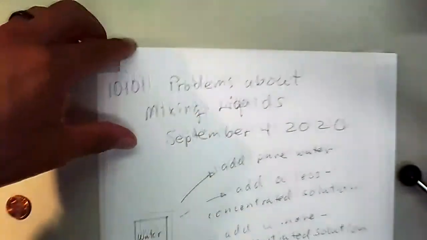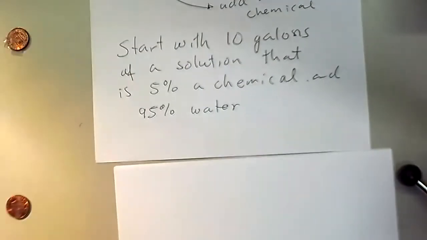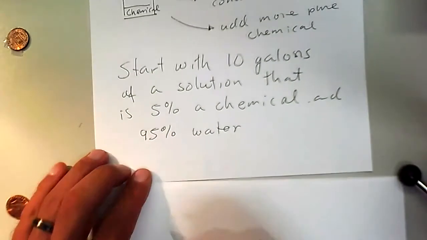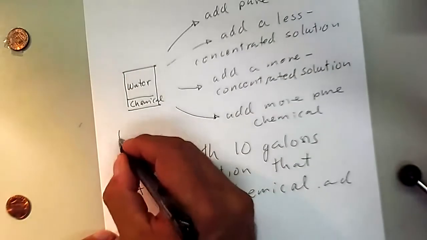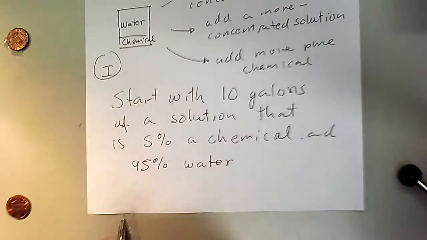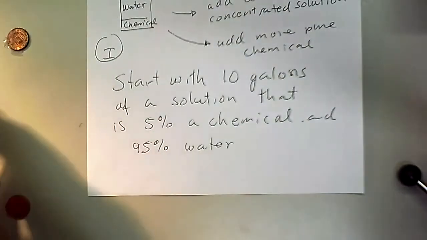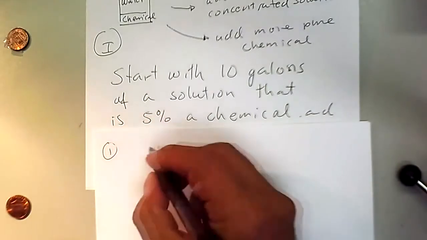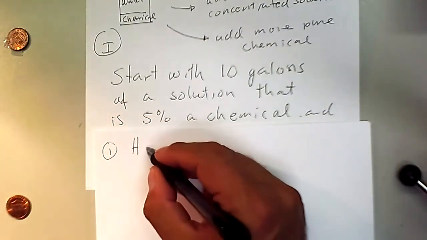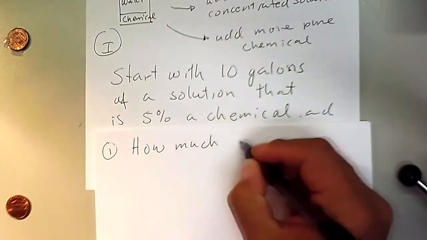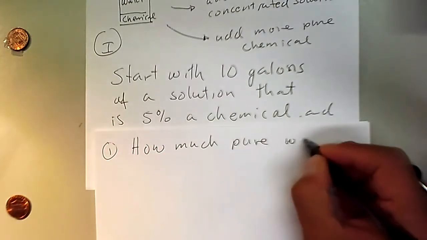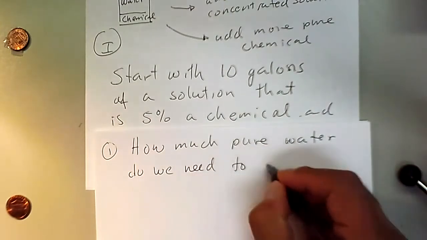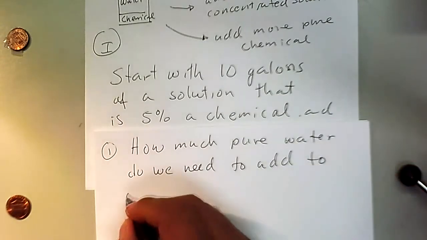All right, so that is the starting, and the first problem. Let's label this as a Roman numeral 1. And then we're going to have 4 examples that branch off of this. So example 1. Okay, so the question is, how much pure water do we need to add to obtain?